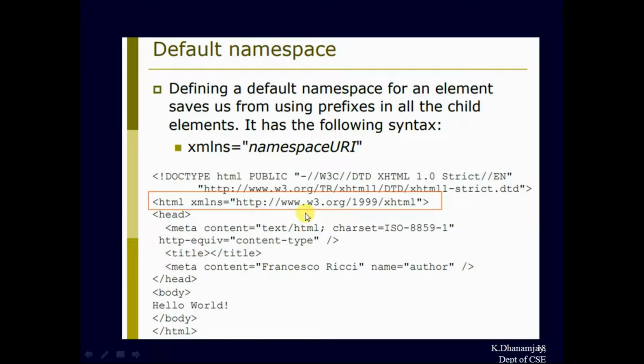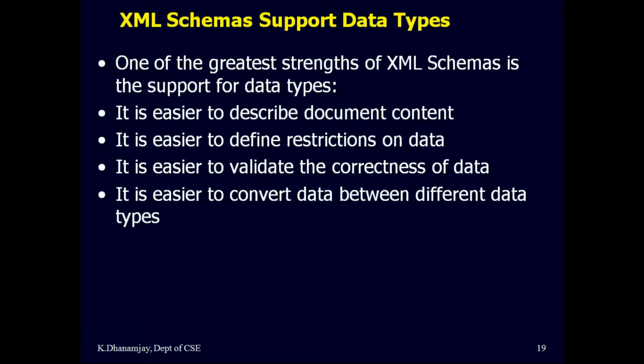Okay, and what's the default namespace here? The default namespace is this, like xmlns w3.org 1999 xhtml. This is the default one, which defines the default namespace for an element, which saves us from using prefixes on all the child elements. You have to remember the default namespaces. And XML schema supports different data types. One of the greatest strengths of XML schema is that it supports different data types, and it's easier to describe document content, easier to define restrictions on data and validate the correctness of data, and it converts between different data types like integer to string, string to integer, or boolean.